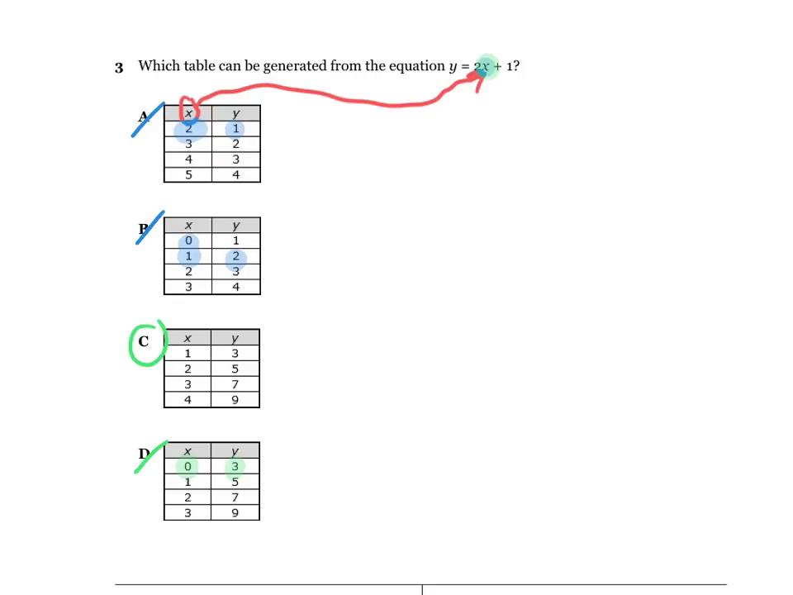I could plug in any of these numbers. So if I were to try 4 and I plug it in right there, 2 times 4 is 8, plus 1 more would be 9, which is what we have there. And I could go through and check all the rest of those, but they're all going to match.